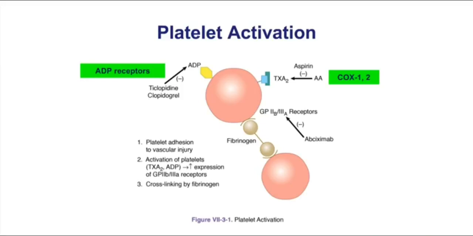So blocking ADP receptors is a second mechanism for being an antiplatelet drug. Our third mechanism involves blocking the glycoprotein 2B3A receptors with drugs like abciximab. Remember that these are receptors for fibrinogen. If we block these receptors, that would be our third antiplatelet mechanism.